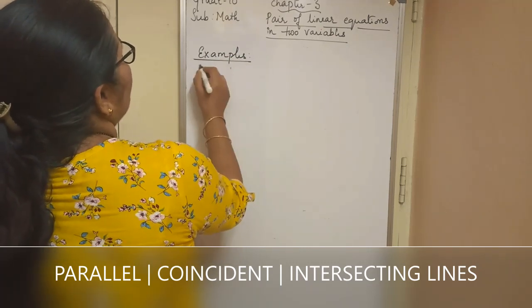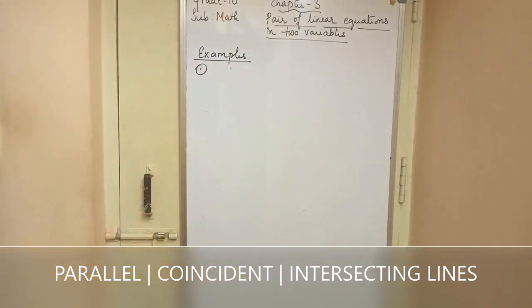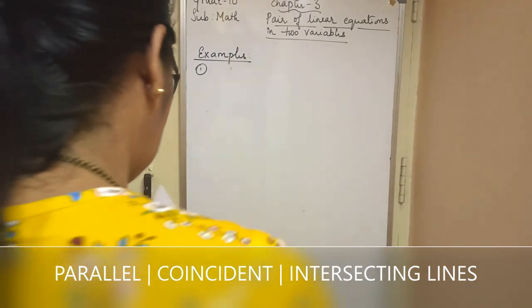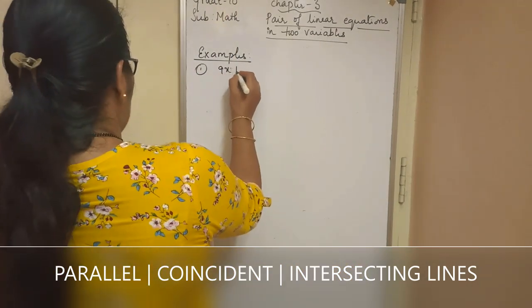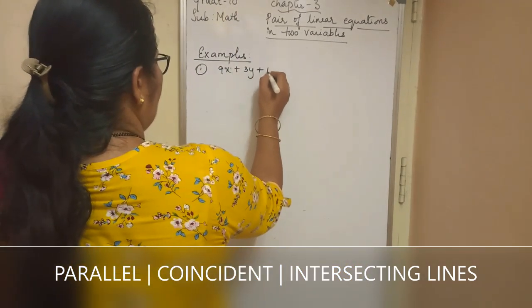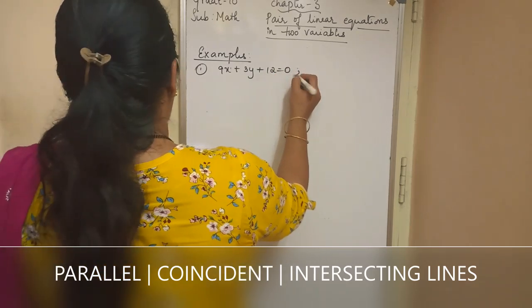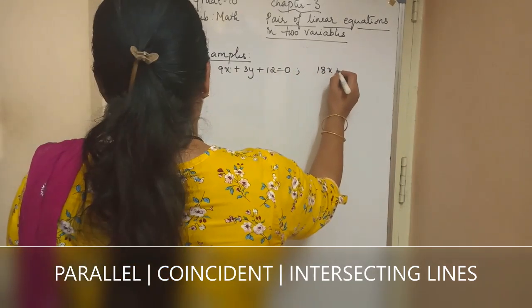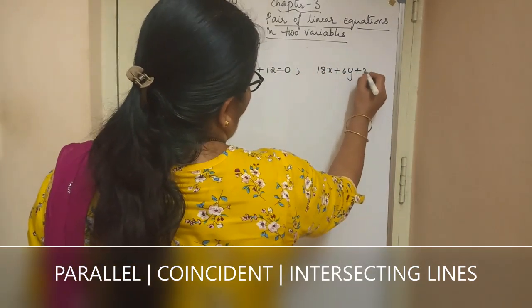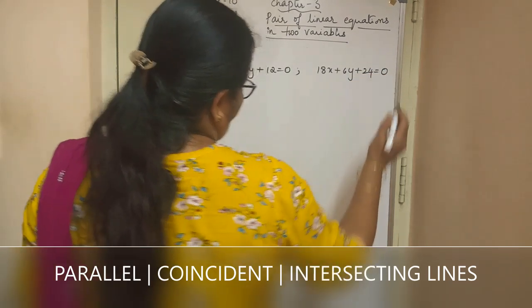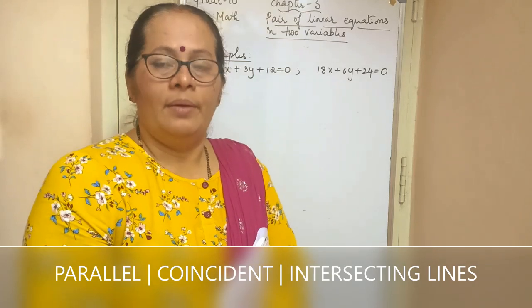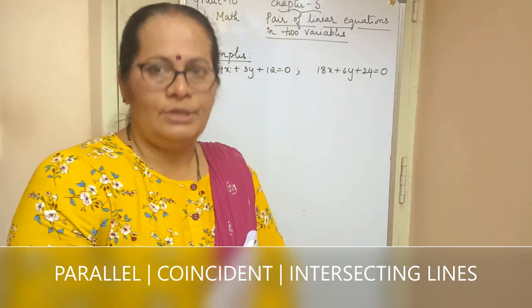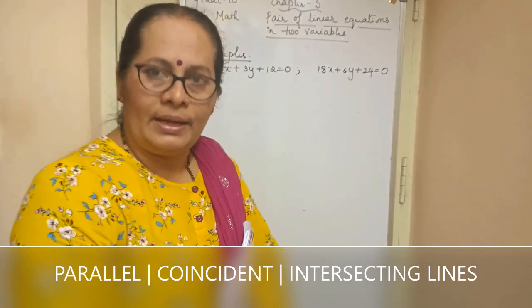Let us take some examples. The first example is 9x plus 3y plus 12 equals 0, and 18x plus 6y plus 24 equals 0. Here, two equations are given, a pair of linear equations in two variables x and y.